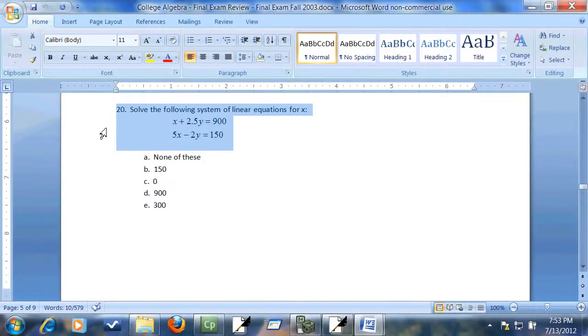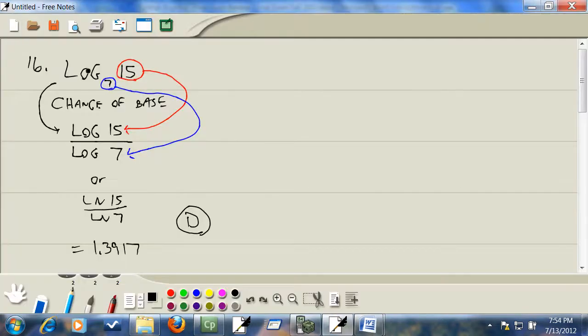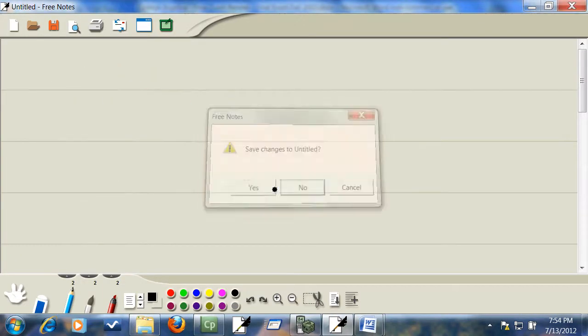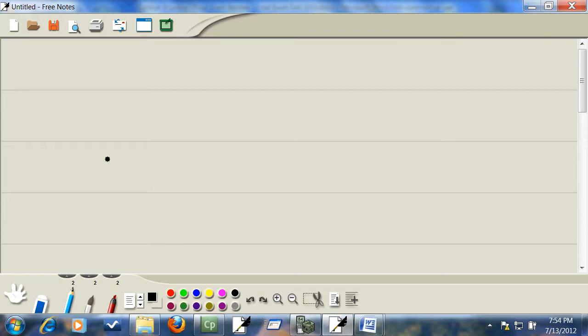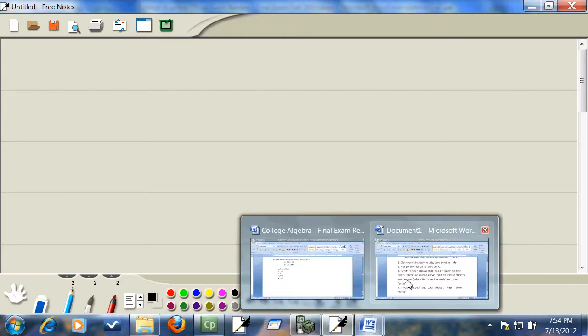Let's take a look at problem number 20. Now I'm going to show this three ways. Last way is probably going to be easiest. It's using a calculator. First way I'll show is substitution. Now you don't have to do it all three ways, of course, on a test. I would recommend the calculator solution, but if you wanted to do it by hand, then you're more than welcome to.